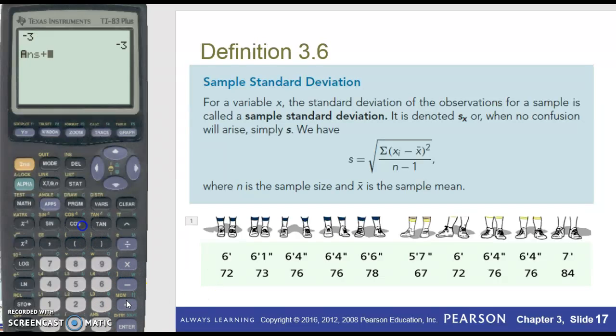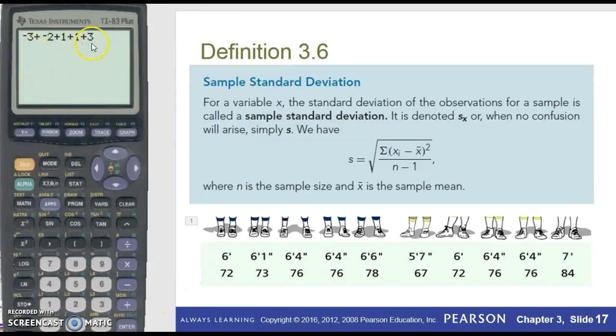I'm going to just add these together. Let me start with negative 3 again. Let me clear this and start over. So we have negative 3 plus, and then I'm going to take the next data point, 73 minus 75, well that's negative 2. And then 76 minus 75 is 1. And another 76 minus 75 is 1. And then 78 minus 75, well that's 3.